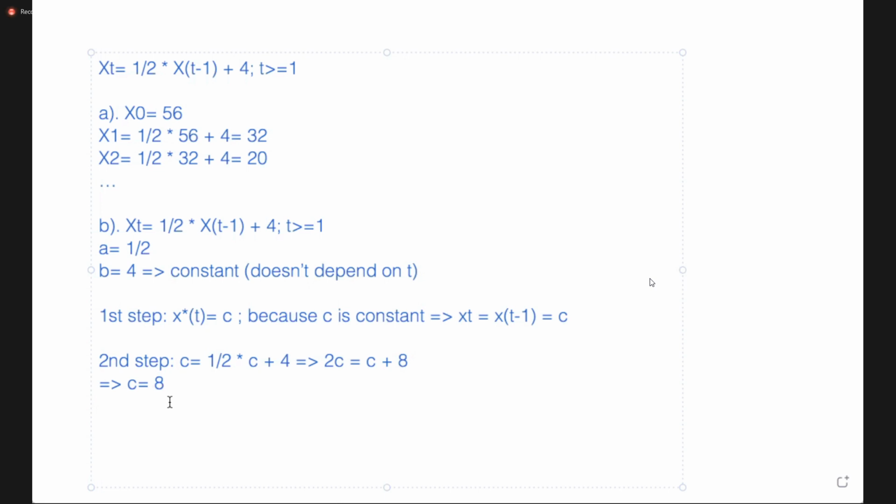Now that we found our c, we have to go back into our... I'm sorry, guys, I lost my train of thought for a second.